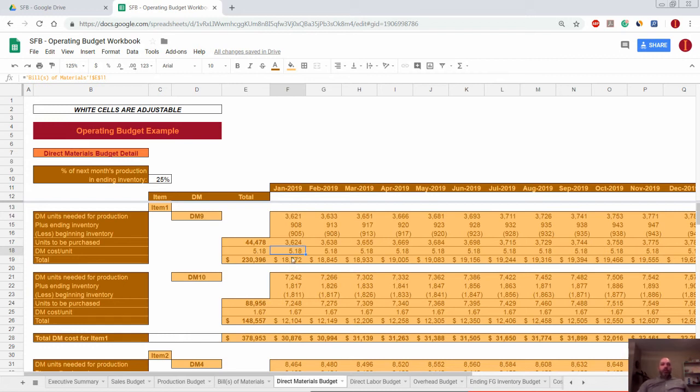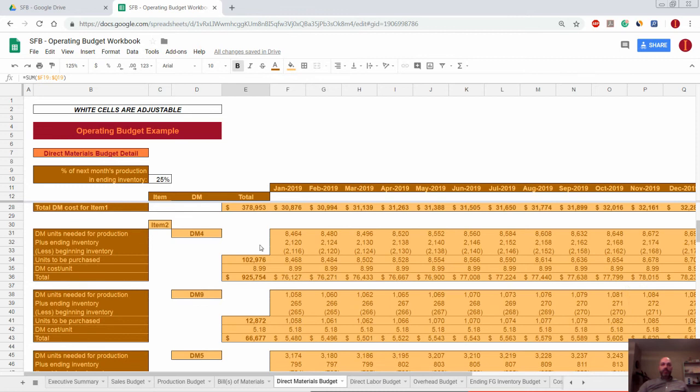So well, with all that information in there, what do we get? We know how many we're going to purchase, DM9s for item 1 for a month. We know the expected cost, budgeted cost, standard cost, we're going to call it. And here's what we expect to pay. Okay, total that up, and we do the same thing for each direct material, for each finished good.